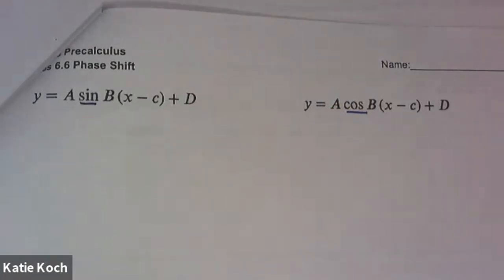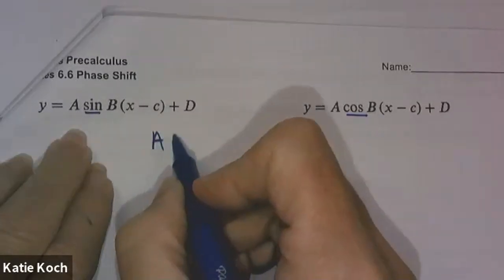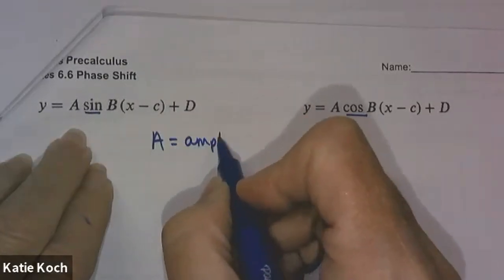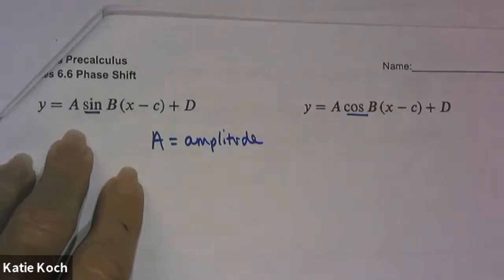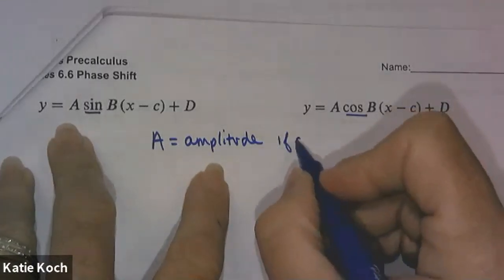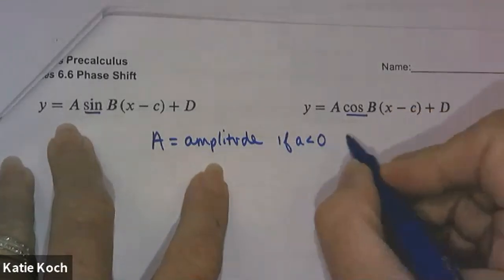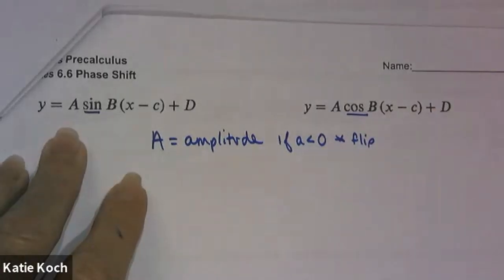And so when I'm graphing, the first thing I'm going to do as I'm listing the attributes is say what A is. So A, in these forms, is the amplitude or the height. And don't forget, there's a very important detail about A, and that's if A is less than 0, we are going to flip that graph.